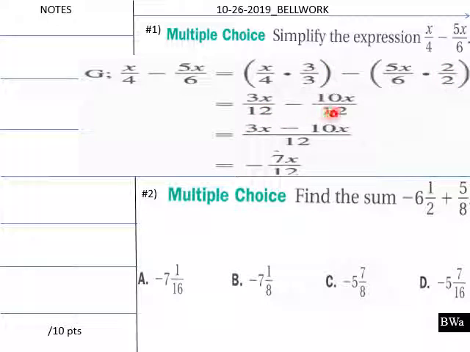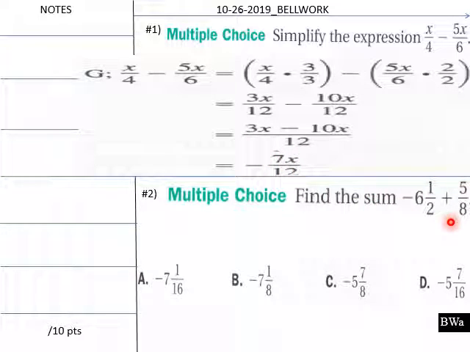We're going to use 12 as our LCD here, our lowest common denominator. And then we multiply both our numerators by our factors that produce a 12 for our denominator. 3x minus 10x is negative 7x over 12.